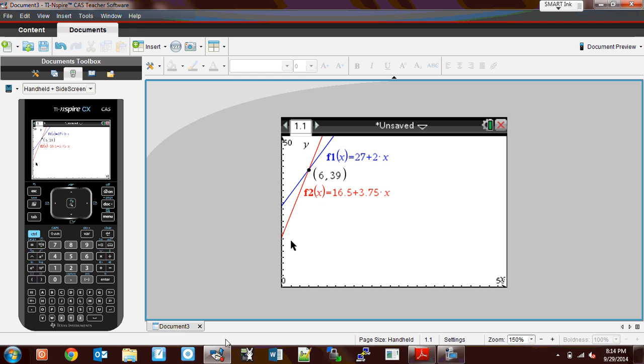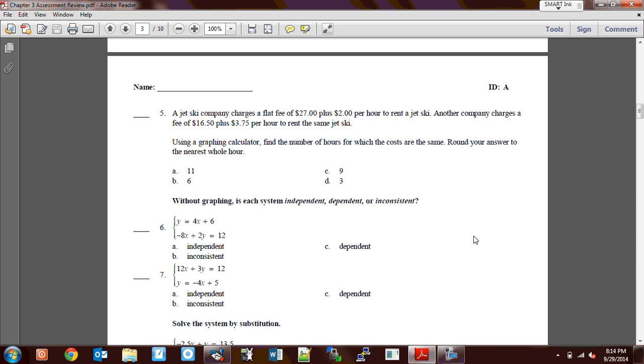And let's flip back to see what the rest of the question says. It says, use a graphing calculator, find the number of hours for which the costs are the same, round your answer to the nearest whole number. So we used x to represent hours. Since our solution point was 6, 39, that means that 6 is the number of hours for which the two jet ski companies would have the same bill. So regardless of which one you rented from, if you rented it for exactly 6 hours, you'd pay the same amount of money.